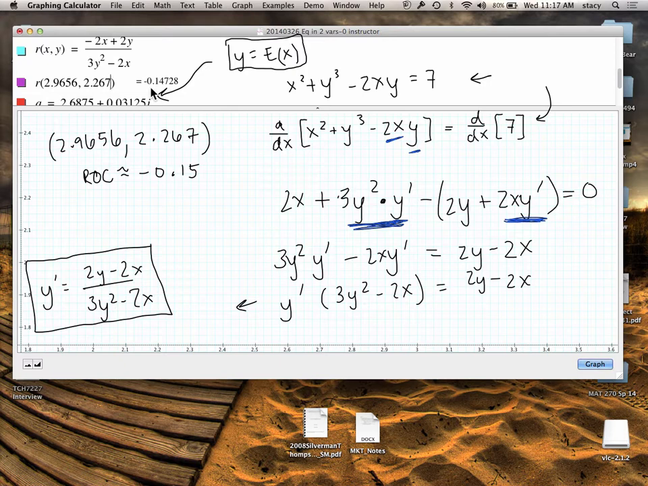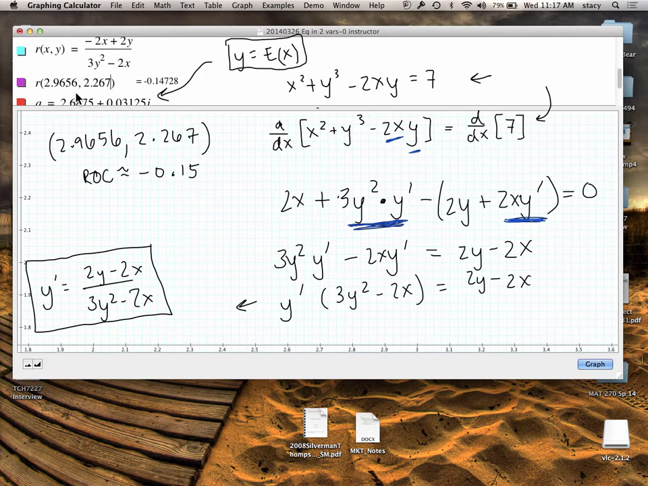But the formula is so much easier if you have it, right? Rather than going through the process every single time, okay? But again, just to remind you, the meaning of this value, okay? So yes, I can say this is the rate of change of y with respect to x at 2.9656, 2.267, okay?